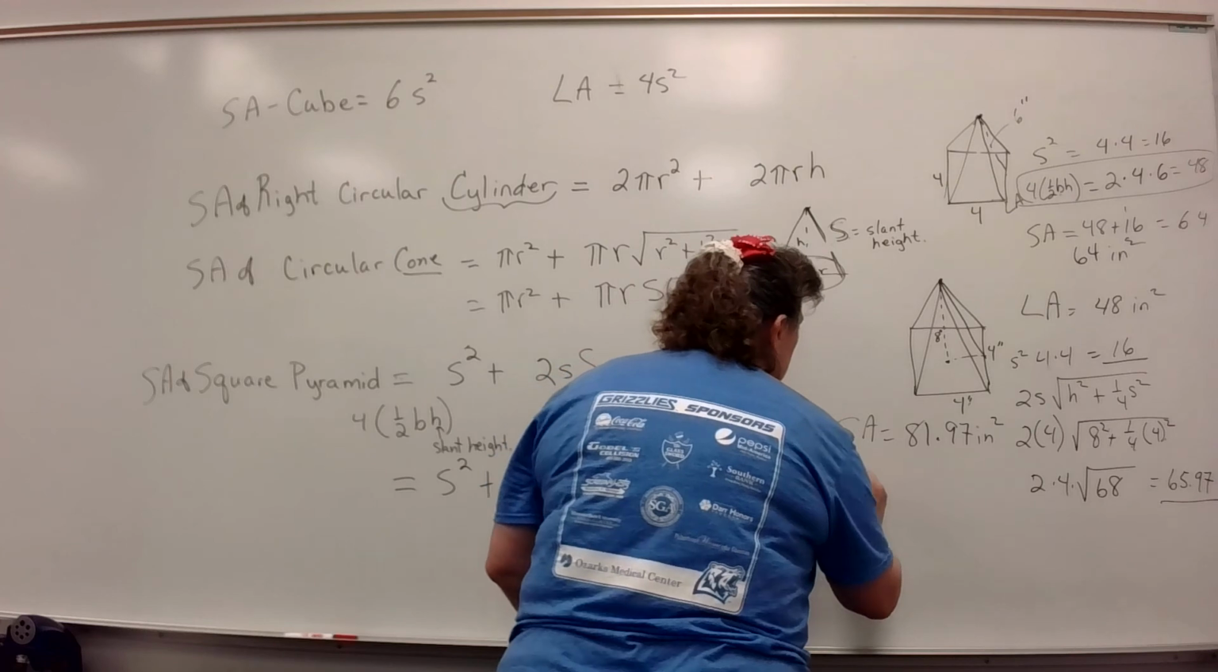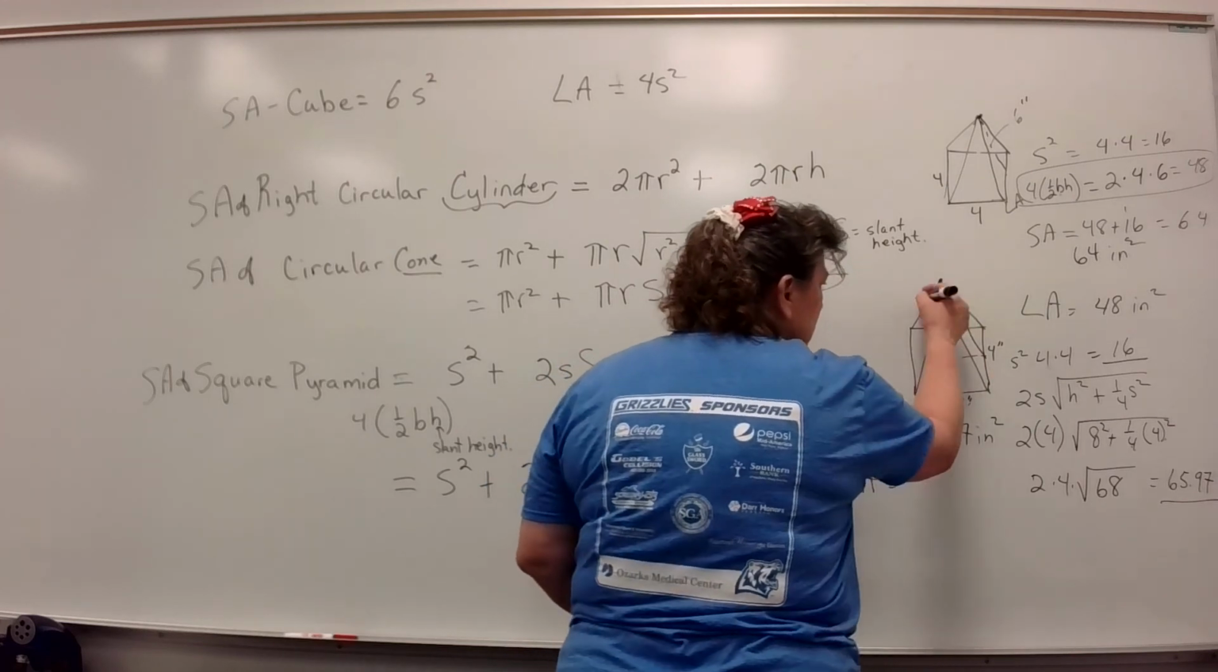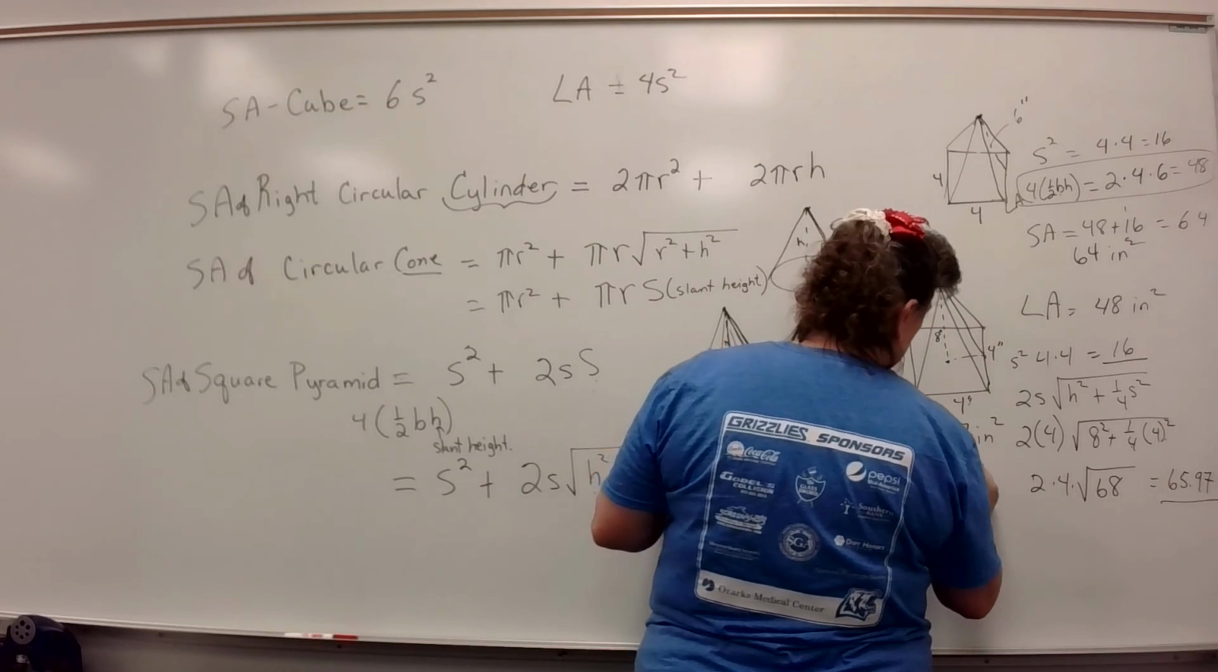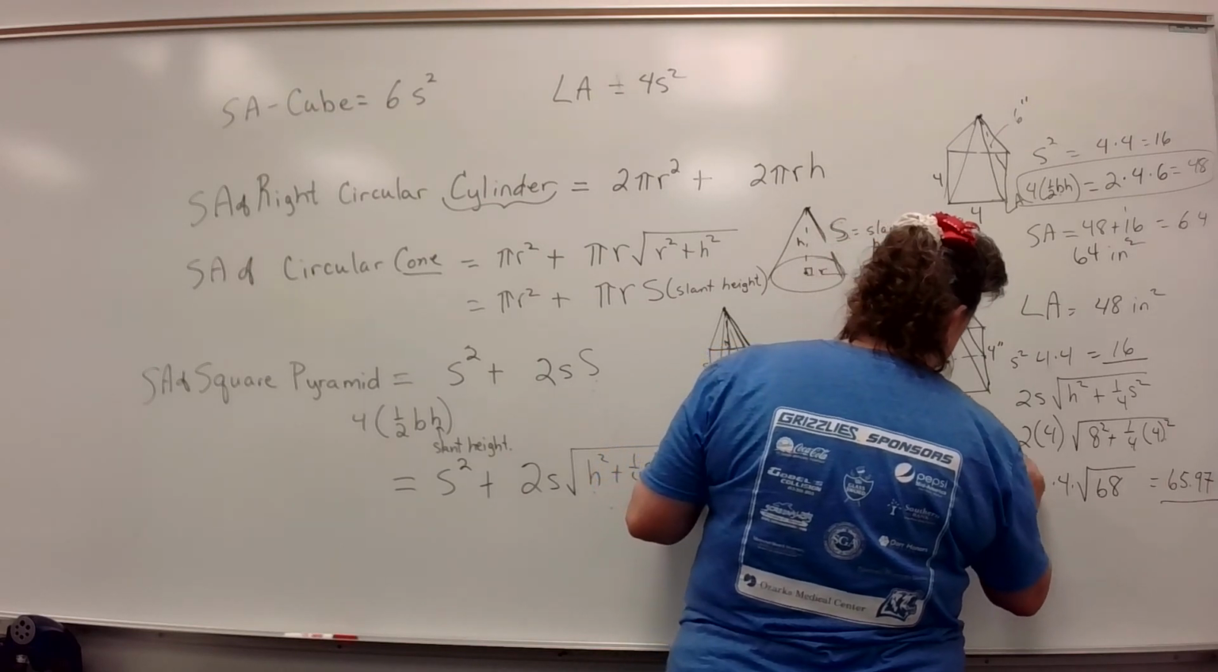Now my lateral area, again, remember it's only the triangles, so it's only this one. This is 65.97 inches squared.